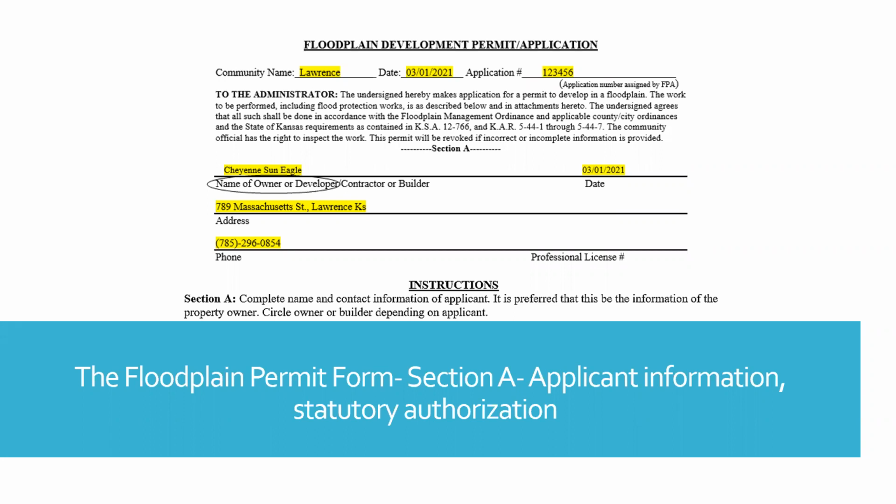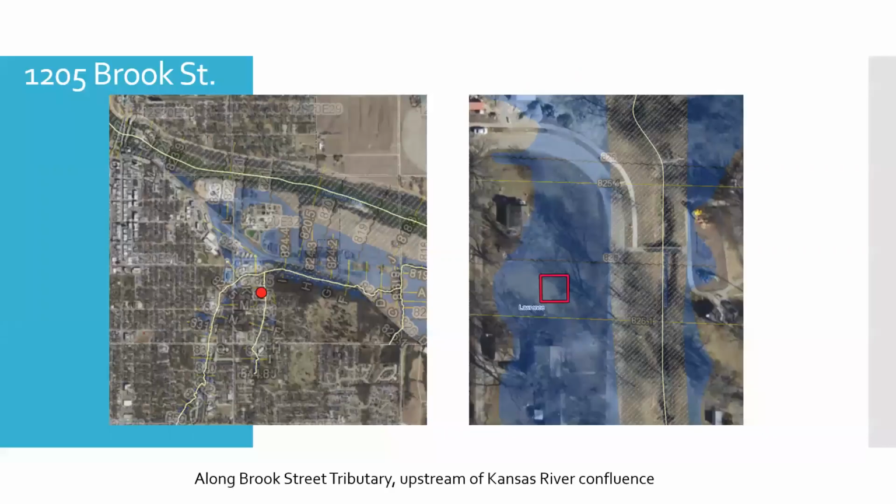And so section A, contact information of the applicant, and it says preferred information of the property owner, not the developer. So I am the fictional property owner for a site in Lawrence. And so this is my fictional site. It's just a city street in Lawrence that is in the floodplain. It's adjacent to the floodway. It's in an AE zone. And so this is 1205 Brook Street.